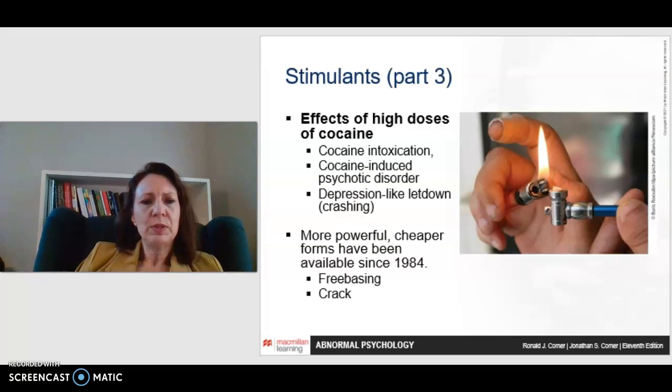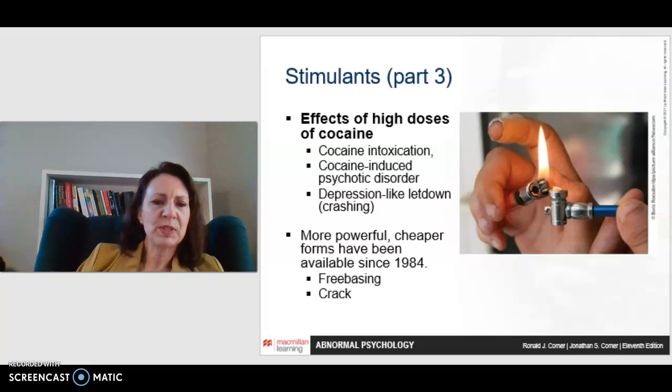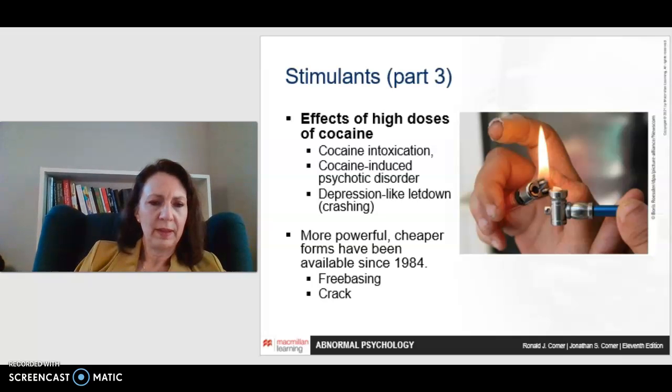The effects of high doses include intoxication, psychotic disorder, and a depression-like letdown. More powerful, cheaper forms have been available since 1984, where people freebase, where they set it on fire, and they use crack.